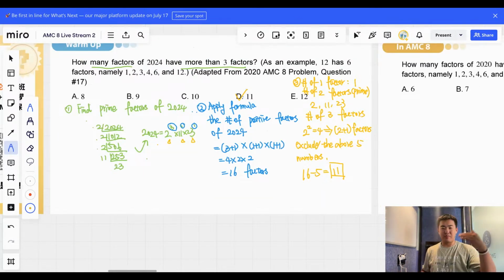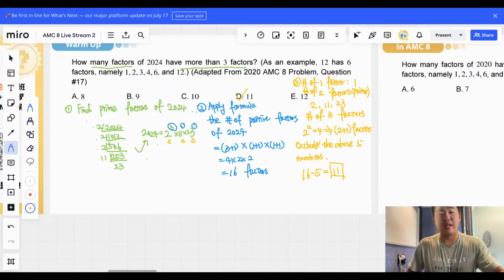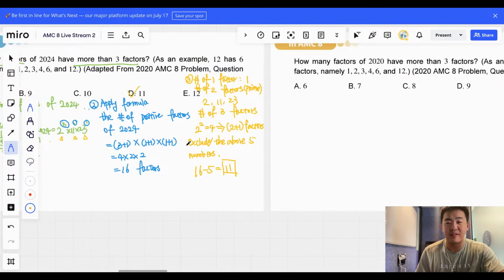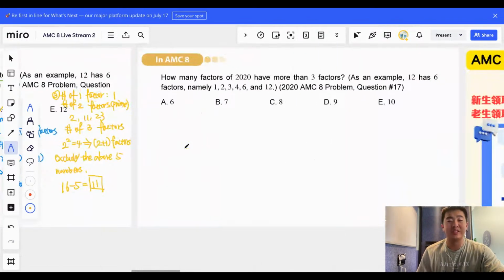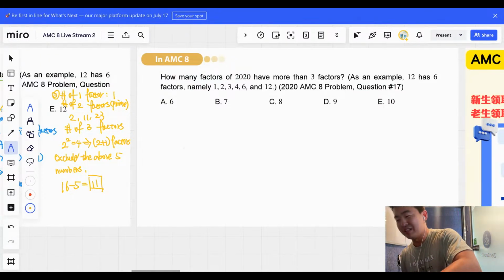So you see, once you see a problem like this, it's asking for factors, so prime factorization is a must. And the second step is to apply the formula. Always remember the number of positive factors is equal to the exponent plus 1 of each of the prime factors, then multiply all these sums up, okay? The third step is basically case-by-case consideration. Okay, very good. Now, we are ready to see a real AMC problem testing you on this concept, this approach.